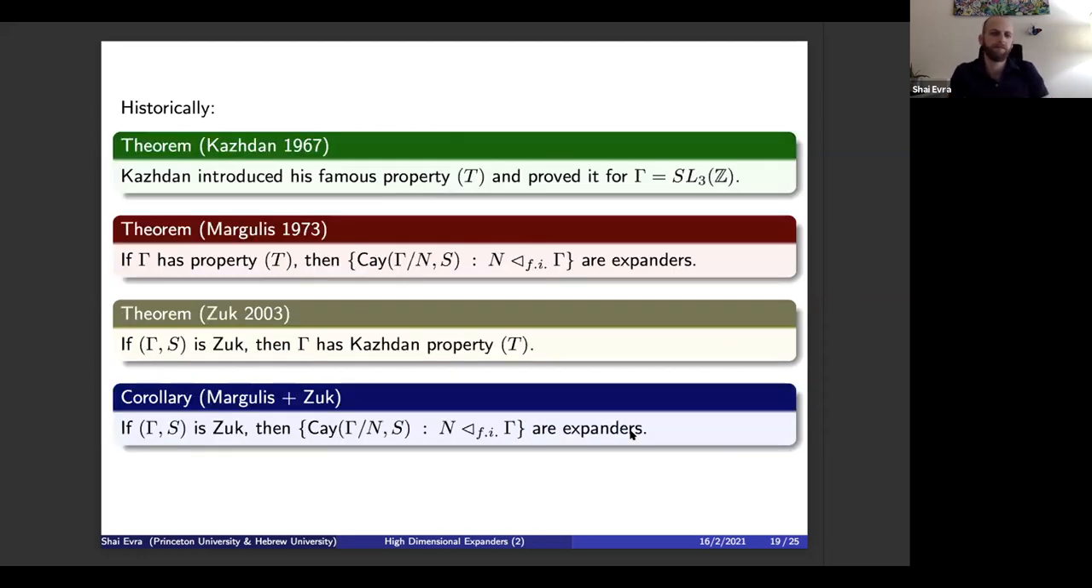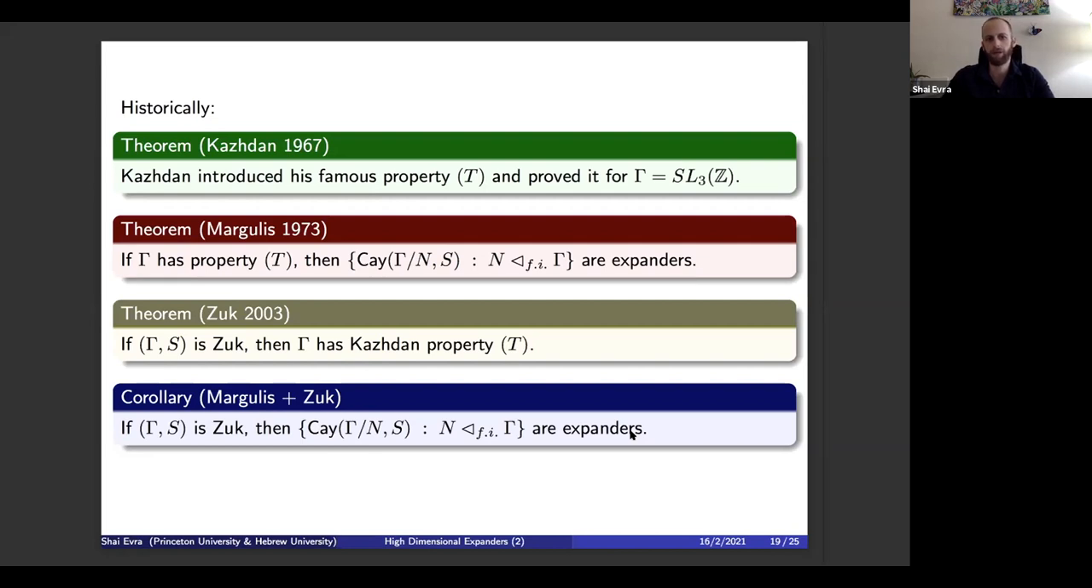Okay, so now to Avi's remark. I want to first describe historically how this idea is related to the work of Zhuk. Oppenheim's theorem appeared much later, after Zhuk proved his important result from 2003. Okay, so in 1967, Kazhdan introduced his famous property T and proved it for SL3Z. Several years afterward, Margulis used this property T for the group SL3Z to construct expanders, the first explicit family of expanders.